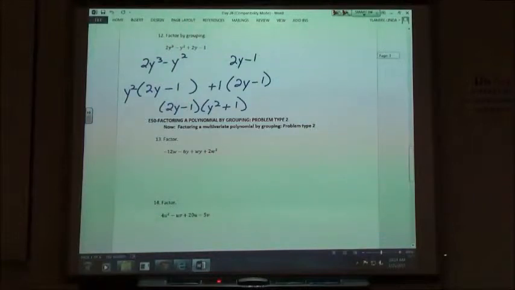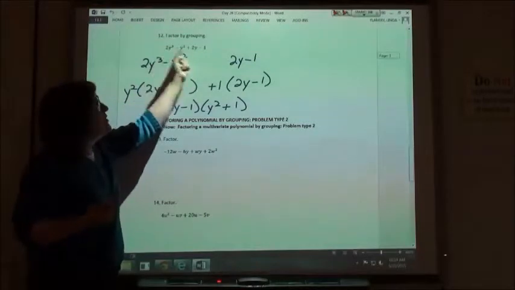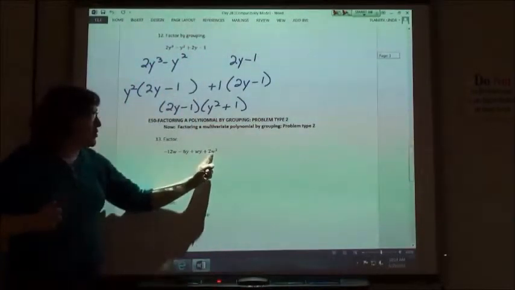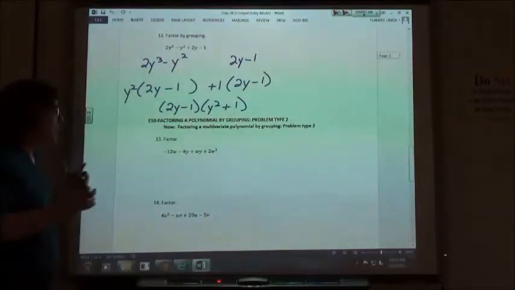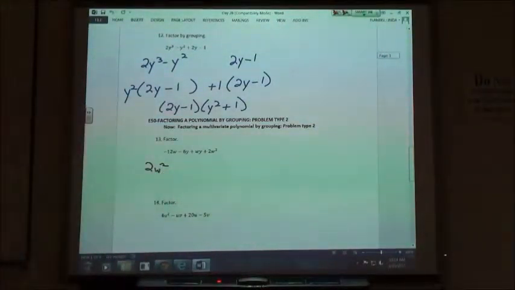So number 13 there, now they've messed the order all around and did all that fun stuff there. And so what I like to do when they don't have it in order, highest exponent down, is I like to start with the one with the highest exponent. So I'm going to put the 2w squared, and then I'm going to pick out which one of those three terms that I have left have the most in common with my 2w squared.